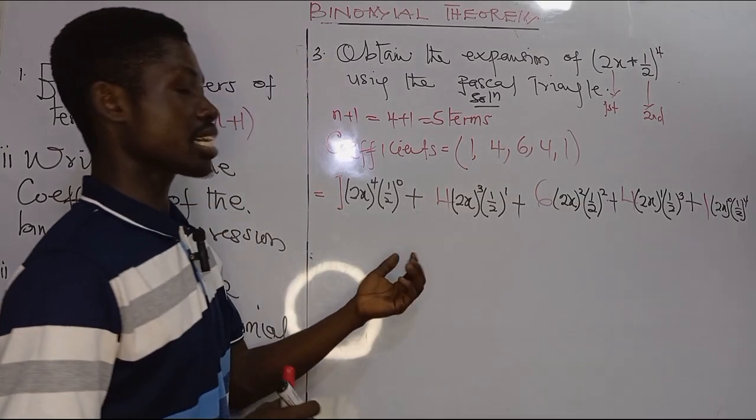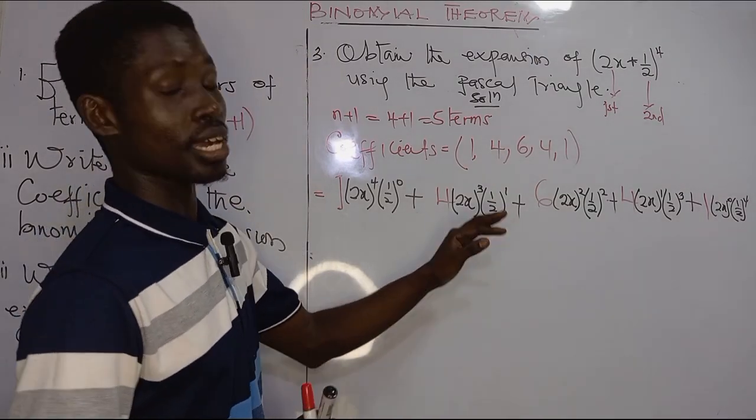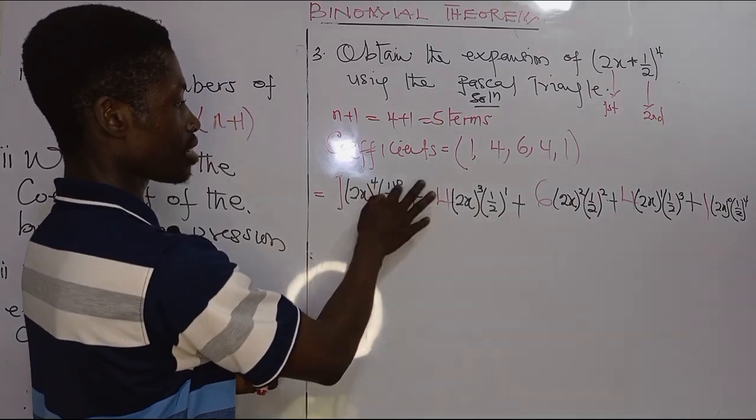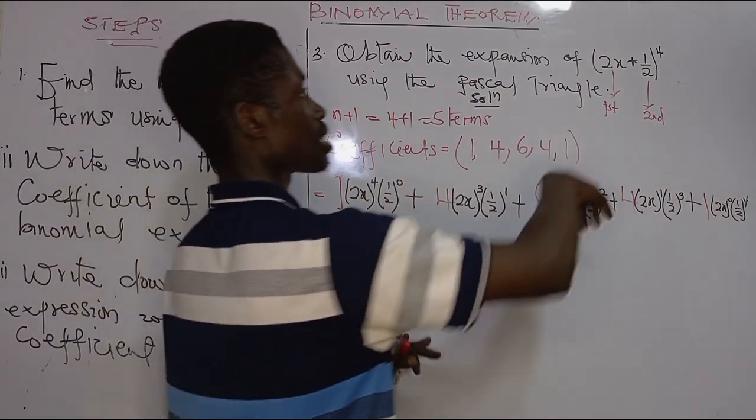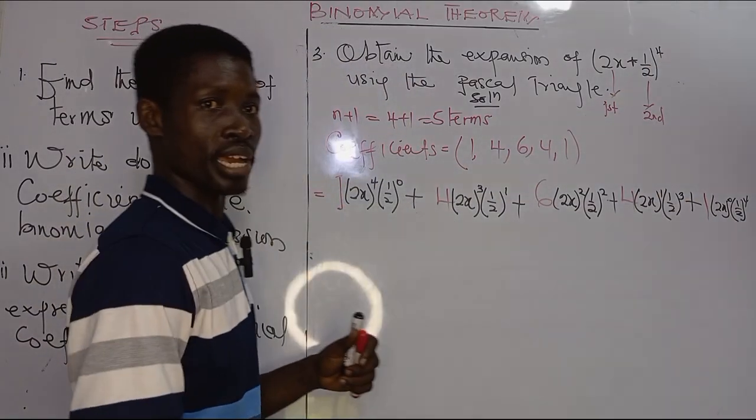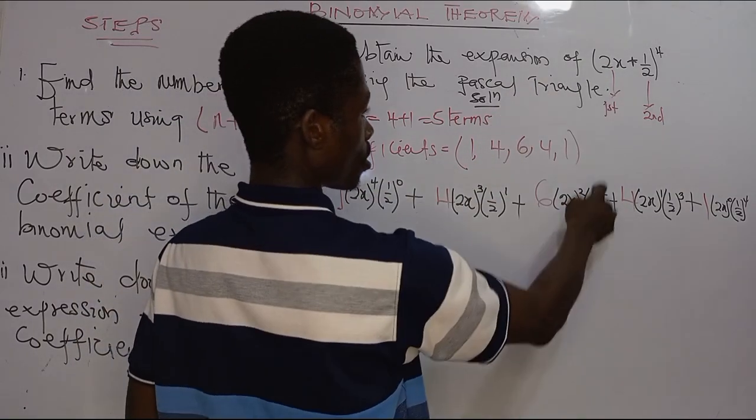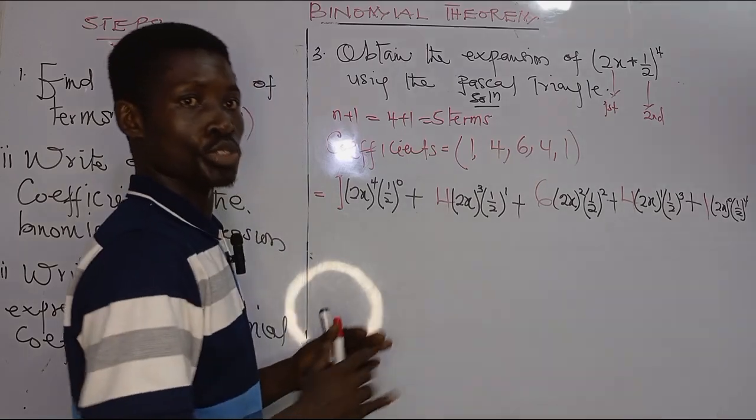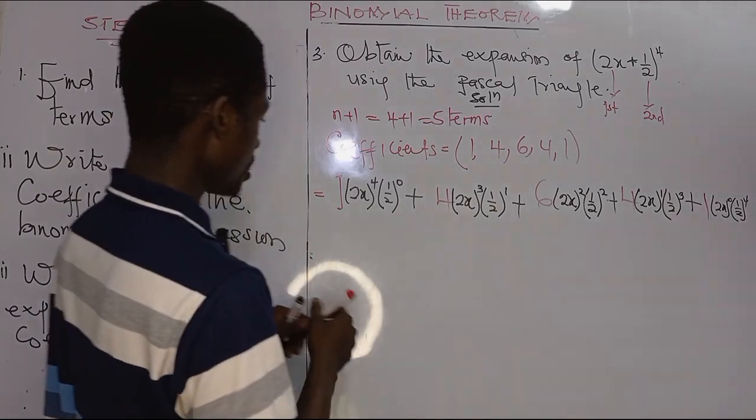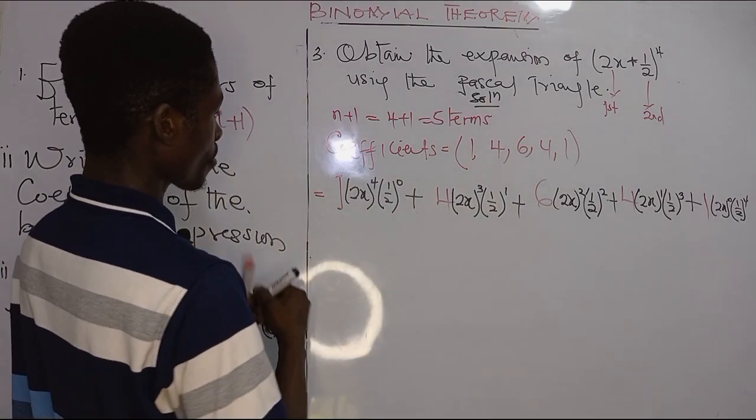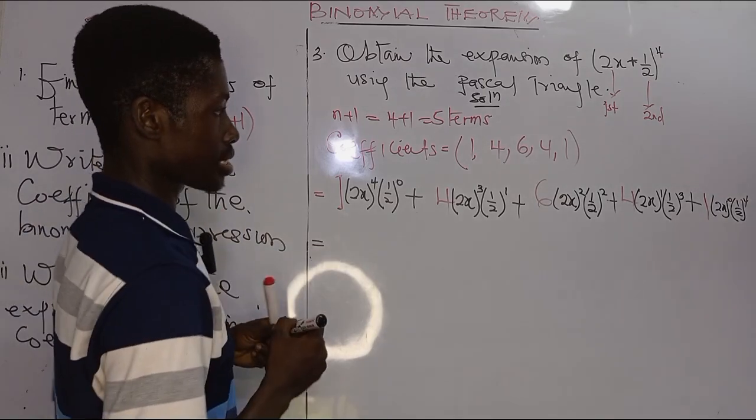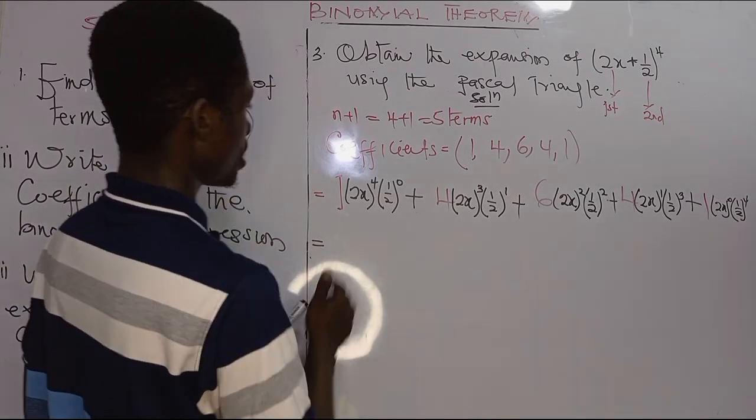Now after this, check and see if your powers are really right. The summation of the powers of the two terms must be equal to the power of the binomial expression. 4 plus 0 is still 4, 3 plus 1 is 4, 2 plus 2 is 4. So we are on the right path. Let's continue. So the rest is simplification.